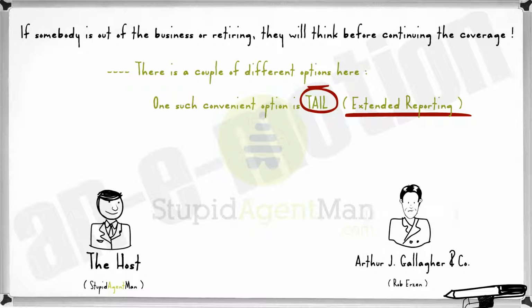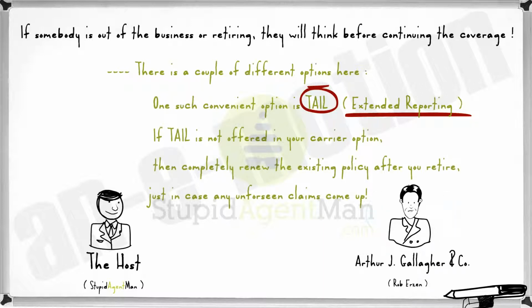Or in the alternative, if your carrier does not offer a tail option, it may just make sense for you to completely renew that policy for a few years after you retire, just in case something might come in that you didn't foresee. But you never know what can happen. It may just make sense to continue to maintain that policy in place.